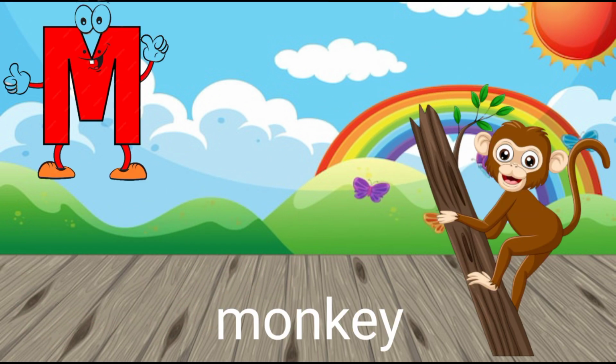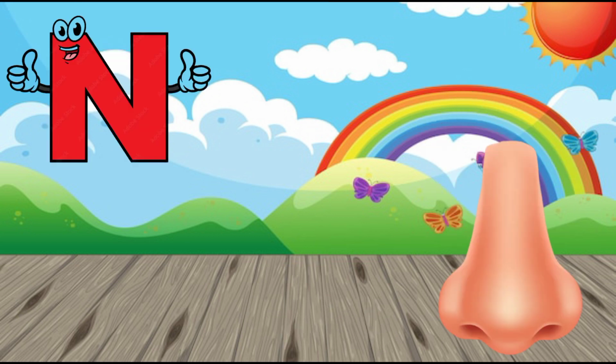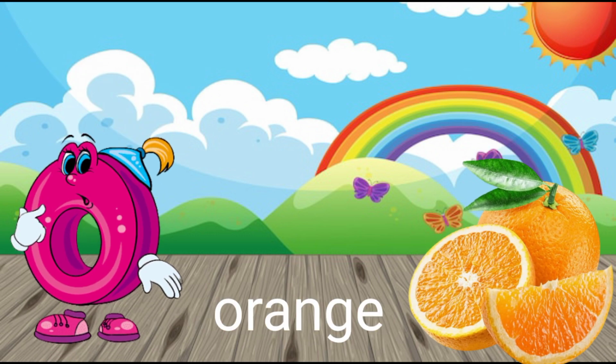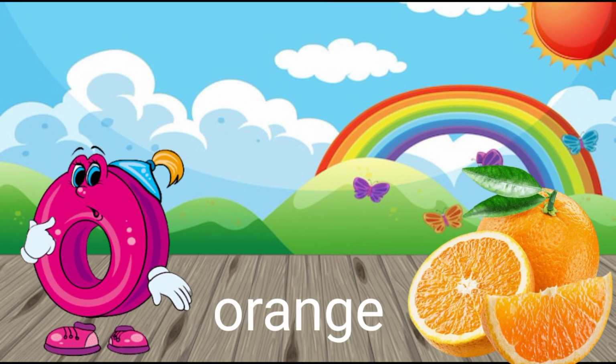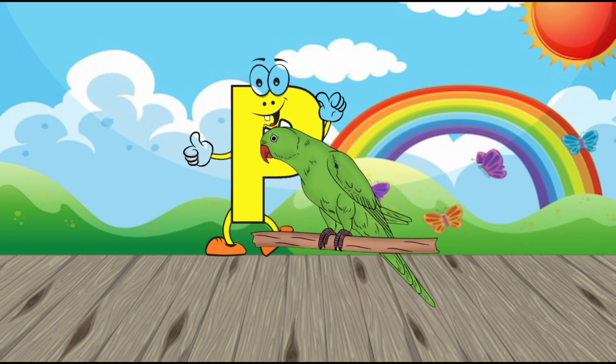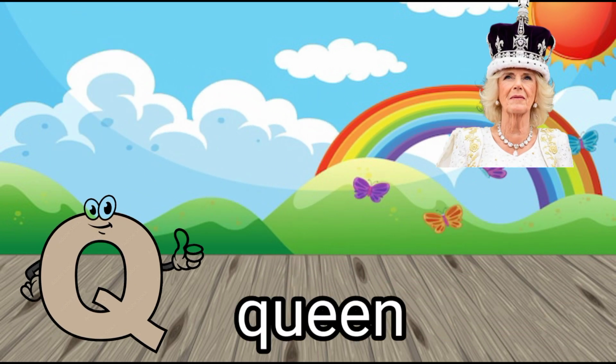M. M is for monkey. N. N is for nose. O. O is for orange. P. P is for parrot.